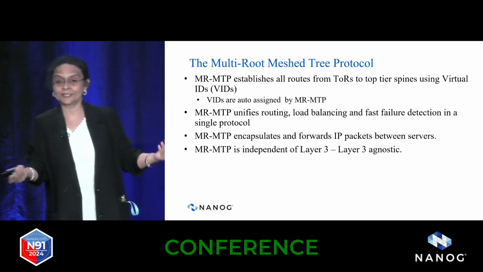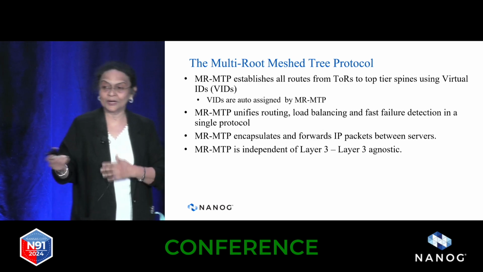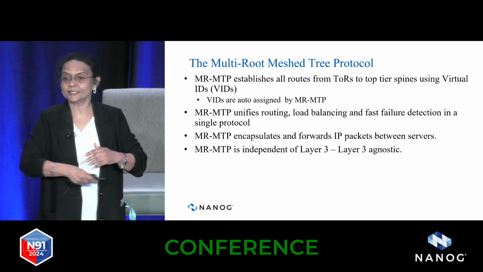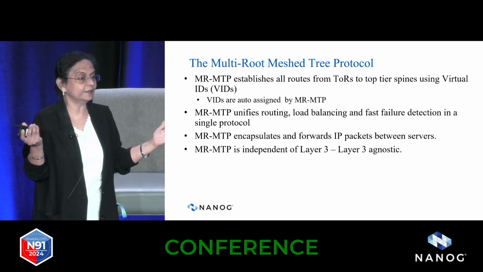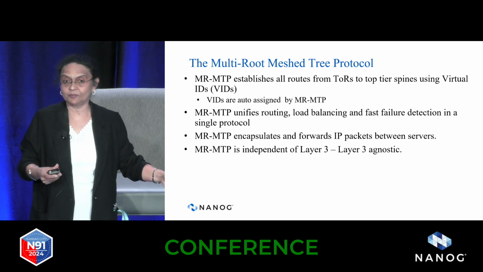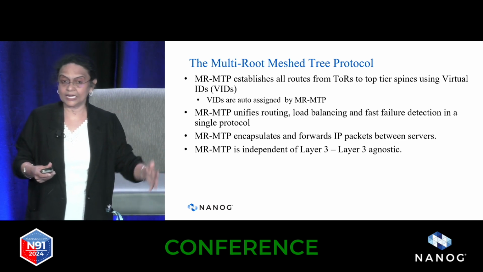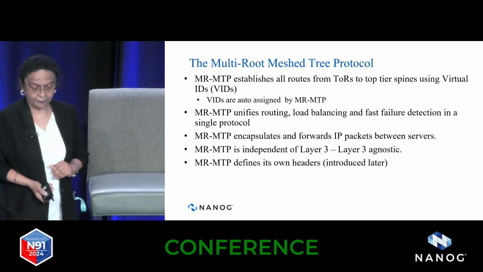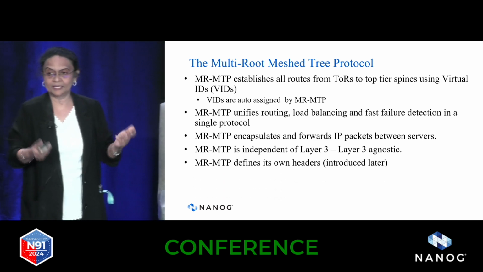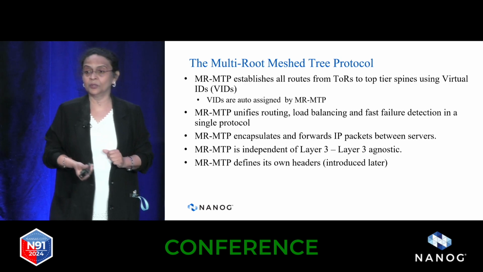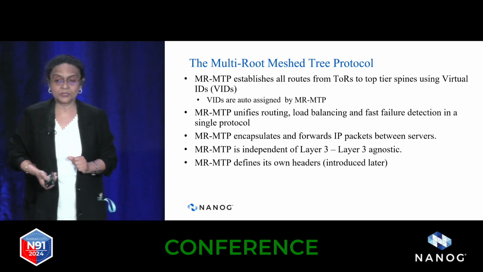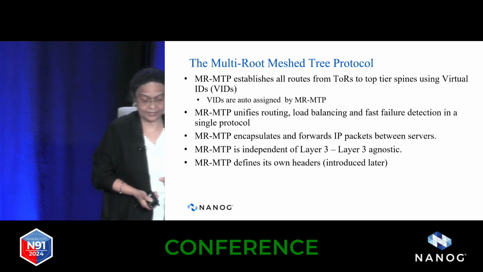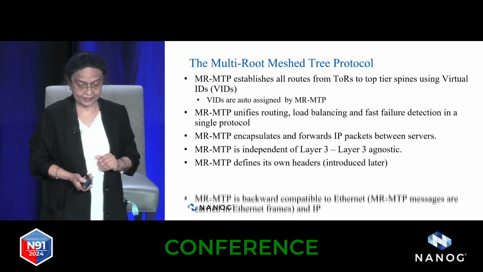We have all this confusion, IPv4, IPv6, etc., right? This one is completely layer 3 address independent. I can use IPv4 for my server addresses, IPv6, or any other address for that matter. It'll work. MR-MTP, obviously, by now you would have realized, is its own protocol and it uses its own header. I'll introduce a couple of them later, not every one of them.